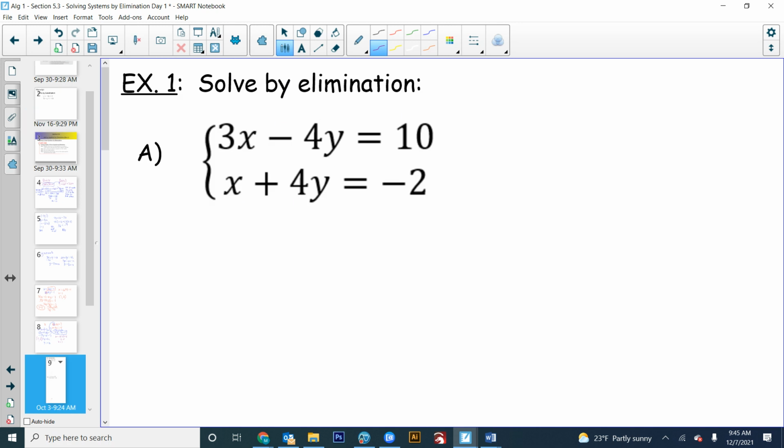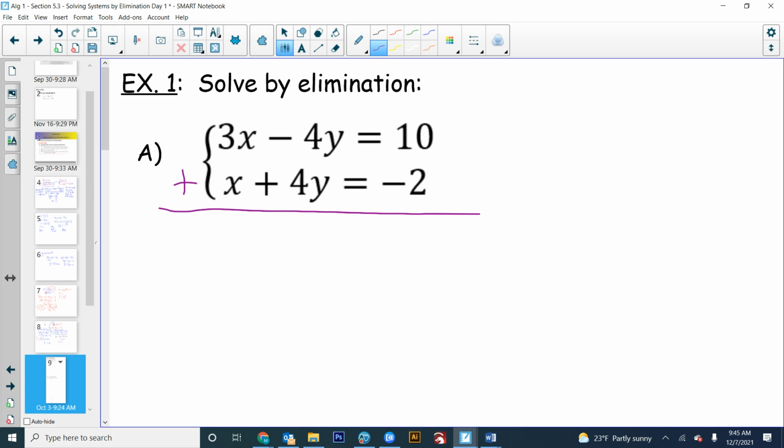Anyway, do you guys have this? Just watch me do this first one. Is this the first one you have? Don't do it yet because you don't know how to do it yet. I want to add up my equations. And you notice how I have my x's lined up, my y's, and my numbers on the right.